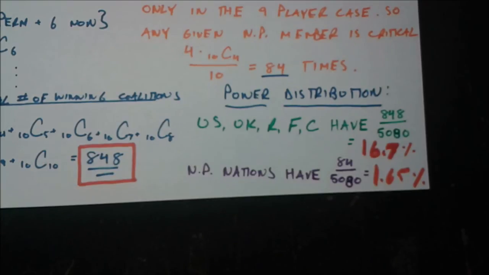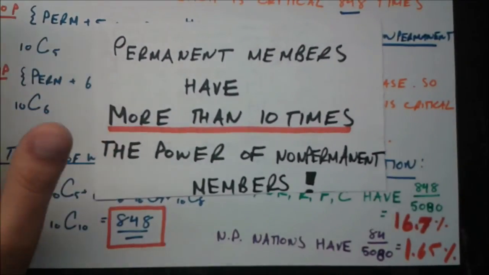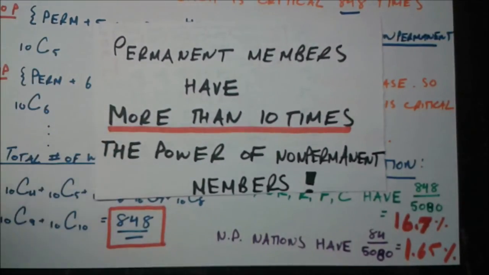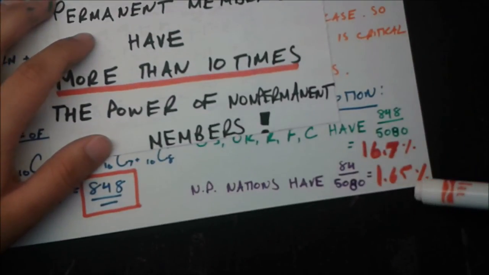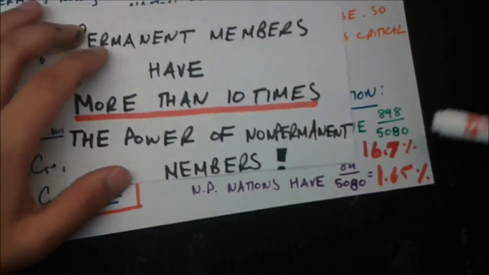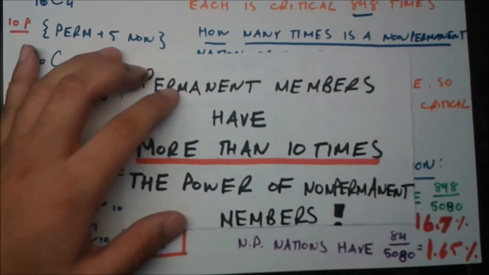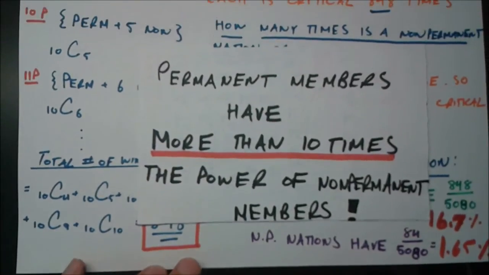If this hasn't sunk in already, it's important to note this huge fact right here. Permanent members have more than 10 times the power of non-permanent members. Notice that, because if we take 1.65 times 10, we get 16.5, which still isn't even equal to 16.7. So it turns out the United Nations is very much biased towards permanent members, because they have 10 times more power using this Banzhaf calculation. That's just something interesting to know.